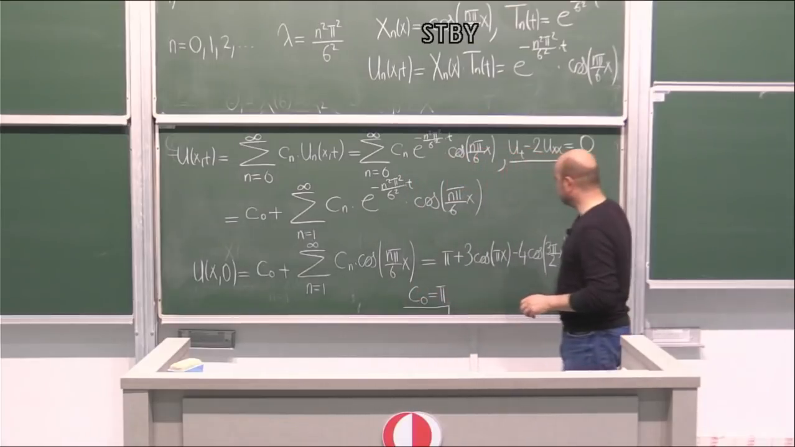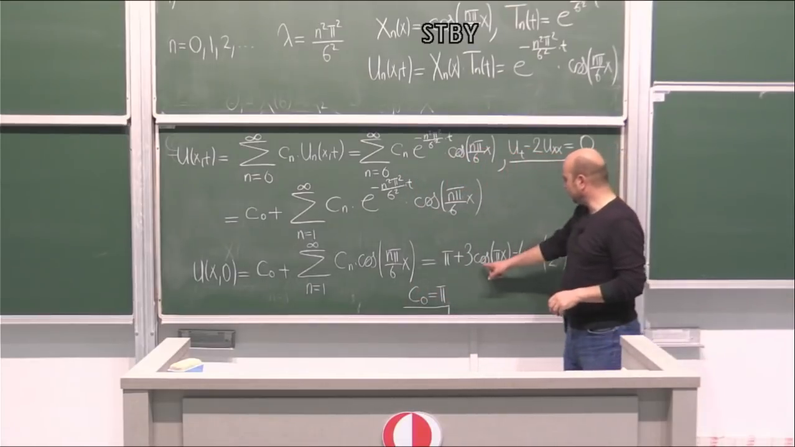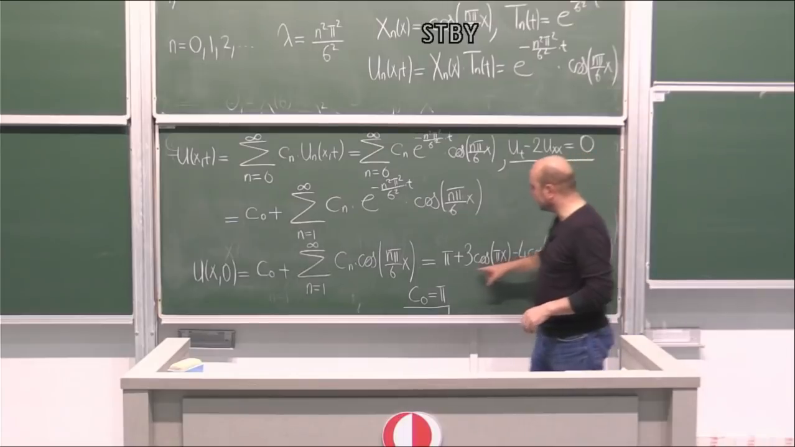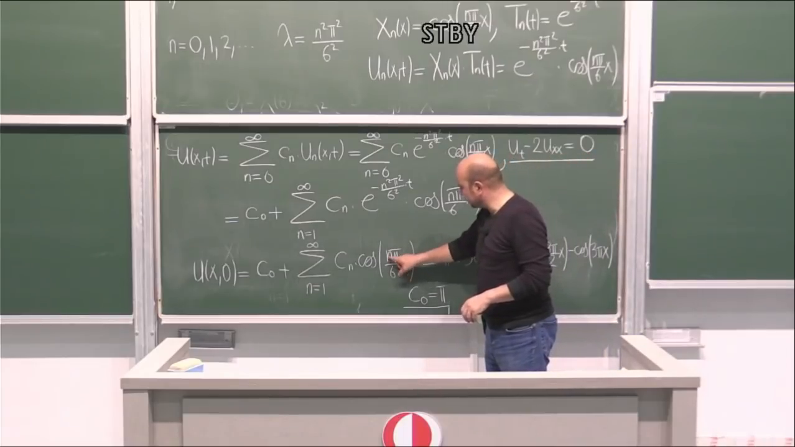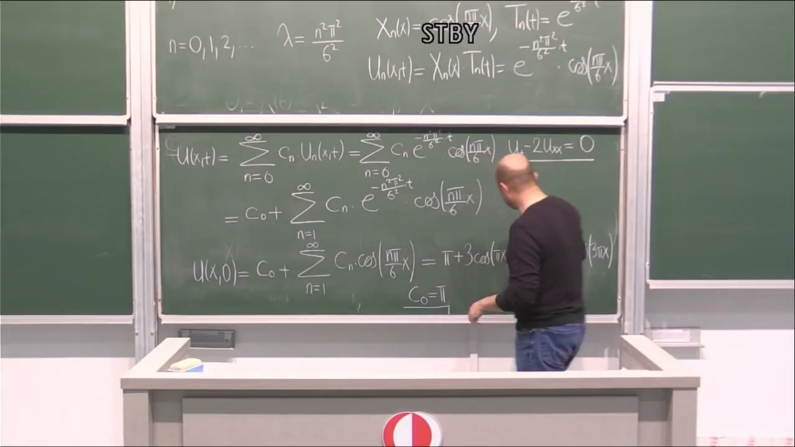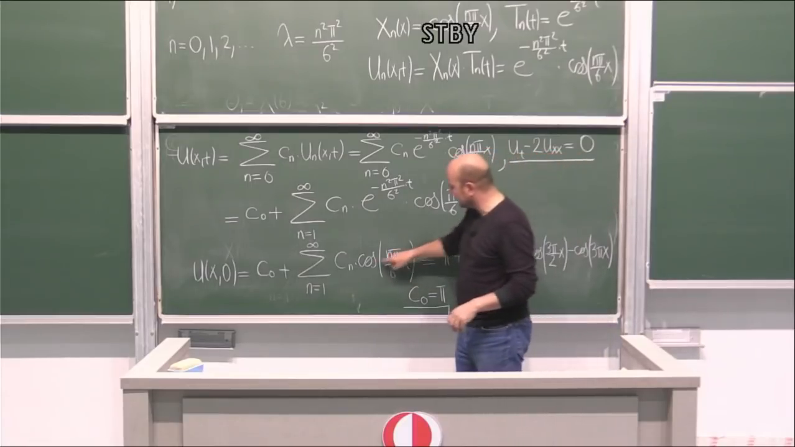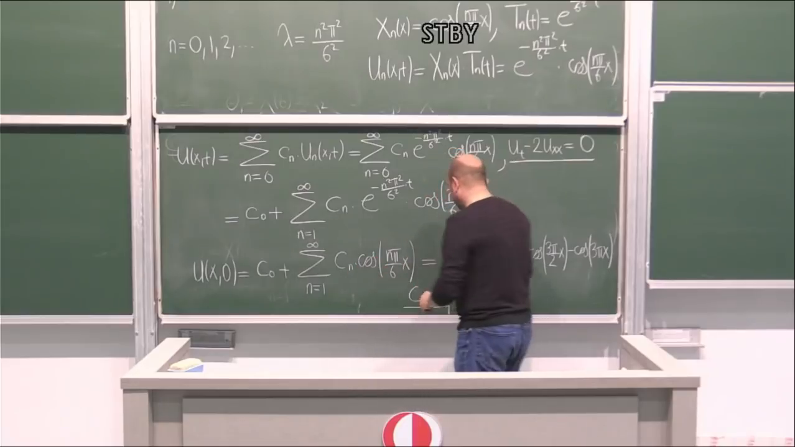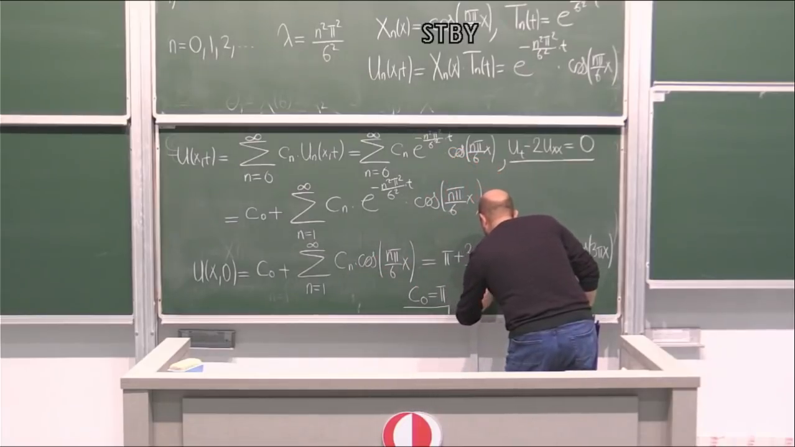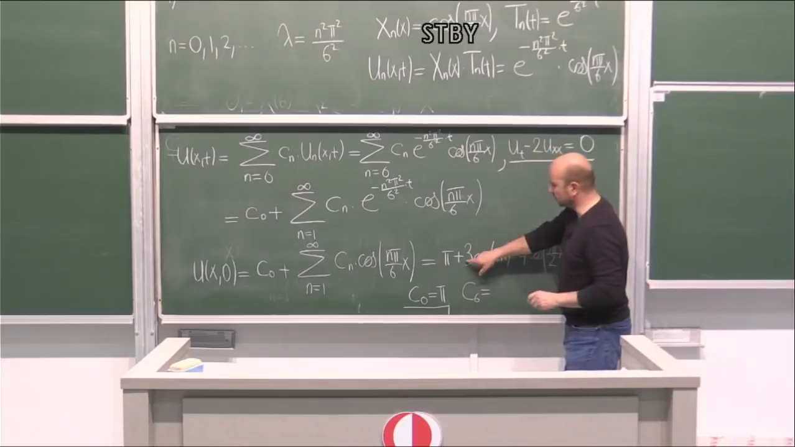Now, on this side, we have cosine pi x. So when do we have pi x? Here, to get pi x, n over 6 must be 1. So when n is 6, then I get cosine pi x. So when n is 6, this is my c6. So that means c6 must be equal to 3.